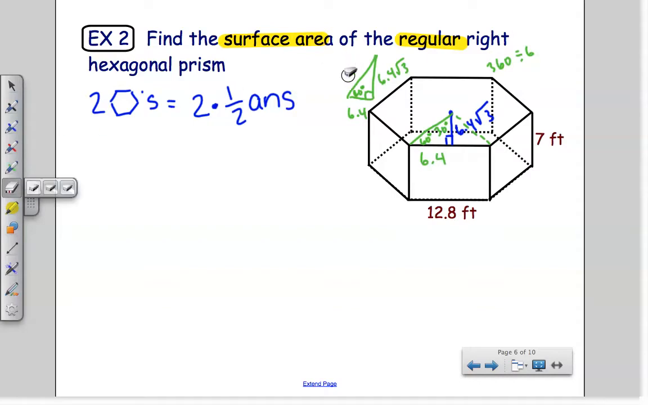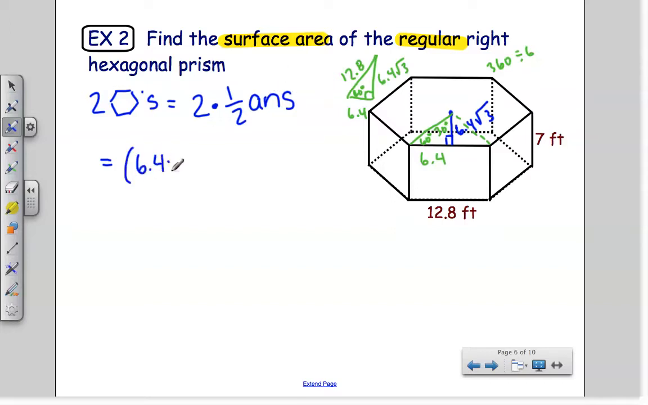You would know that the hypotenuse is double that. You could know that from the shortcut, or because all of these sides are congruent, so you would know that's 12.8. You could use Pythagorean theorem, and you'd still get 6.4 square root of 3 for that long leg. But at this point, I am ready to figure out the area of both hexagons. Remember, I did 1/2 ANS for each hexagon, but there's 2 of them. 2 times 1/2, that's just 1, so I can ignore that there. So really, I'm just doing apothem times number of sides times side length.